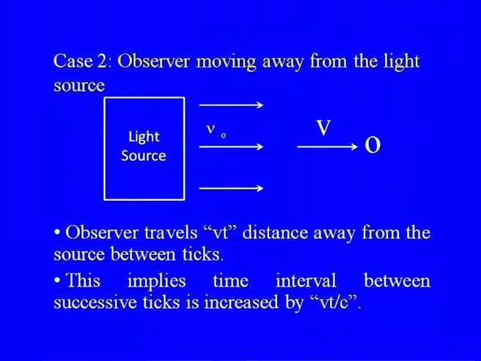So, in the frame of the observer, if small t is the time that the observer will measure between each of the ticks, then in time t, remember, the observer is also moving with a certain uniform velocity v. So, the observer has already travelled vt, that is the unit of distance here, away from the source between the ticks. This implies that the time interval between two successive ticks as measured by the observer will increase by vt by c, where t is the time as measured by the observer here, and c is the velocity of light, and the value of c is going to be the same in both frames.